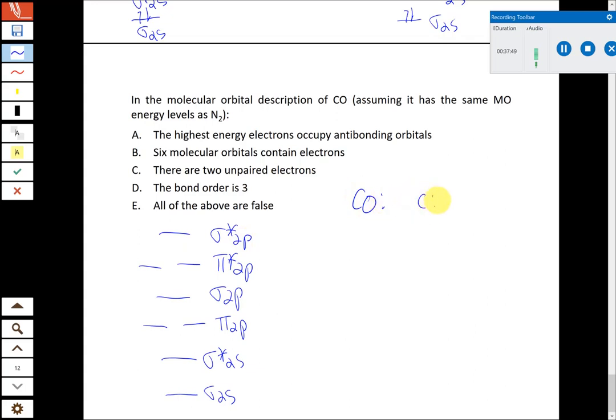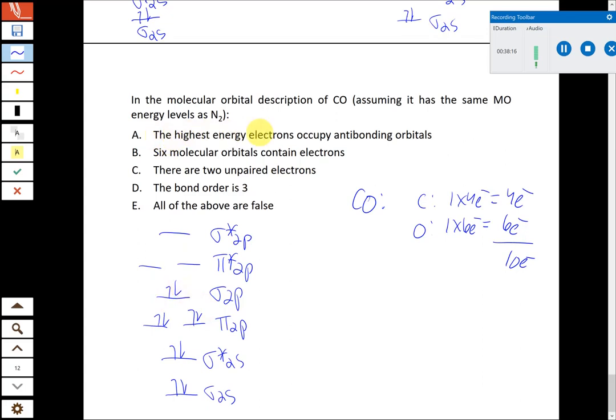So if we have CO, we just need to figure out how many electrons to put into it. Carbon has 4 valence electrons from group 4. Oxygen is in group 6, so it has 6 valence electrons. So we're going to put 10 electrons into this diagram and then figure out which of these statements is true or false. For 10 electrons, we go 2, 4, 6, 8, and then 10. So that's going to be the diagram, and let's look at these statements.